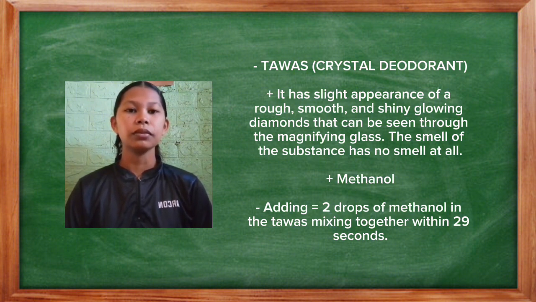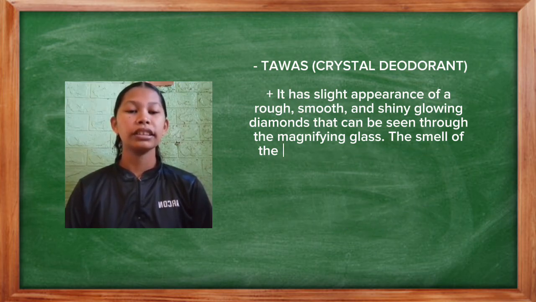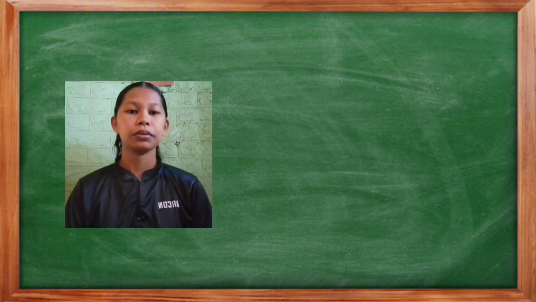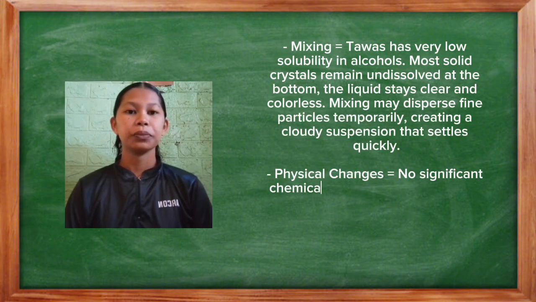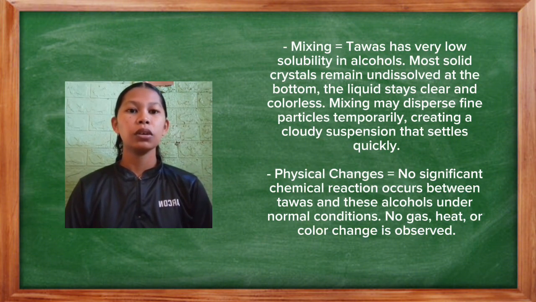Methanol. Adding 2 drops of methanol in the tawas, mixing together within 29 seconds. Mixing. Tawas has very low solubility in alcohols. Most solid crystals remain undissolved at the bottom. The liquid stays clear and colorless.